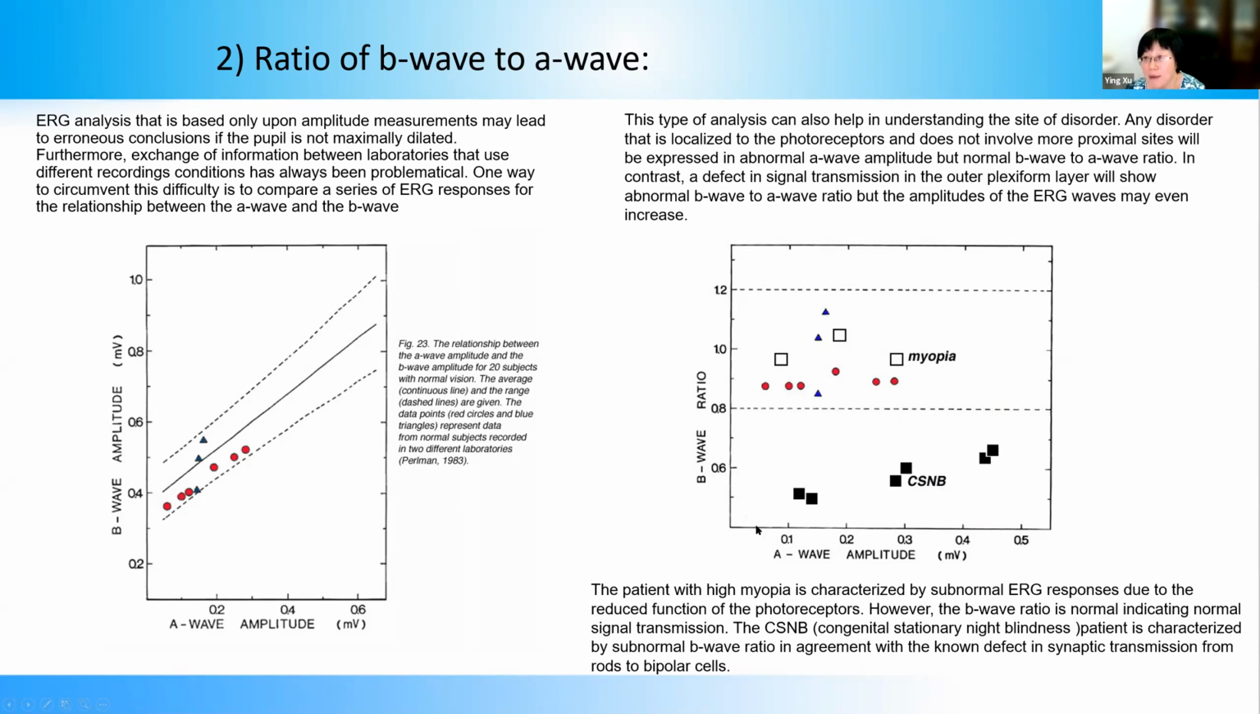where they have a defect in the ON bipolar cells. And again, you can see that the A wave amplitude may be similar or even larger than other labs, and the B wave to A wave ratio is much smaller than the normal one. So that indicates there's something wrong between the photoreceptors and the bipolar cells. If students present data like this, I suggest they stain for the ribbons and the post-synaptic components, to check whether the synaptic connection is abnormal or not. So that's the ratio of B wave to A wave.